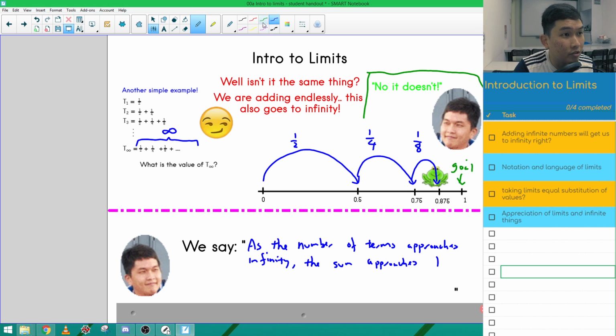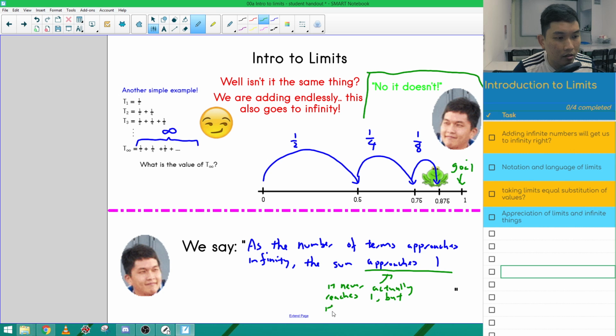Okay, and I want you to take note over here. Yes, it approaches 1, meaning what? It will never get to 1, right? The frog never actually gets to 1. It never actually reaches 1, but it's really close. Right? Okay, so that is what I mean by approach.